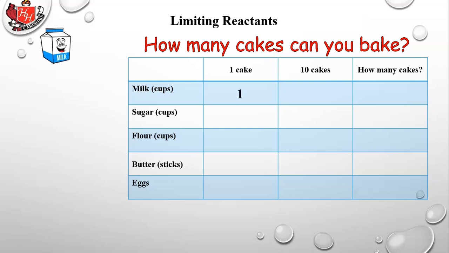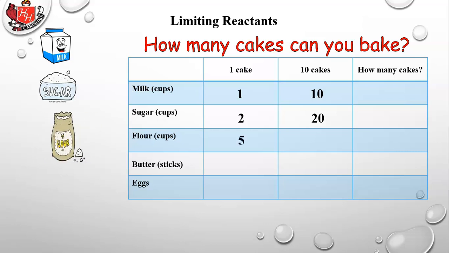To bake one cake, it takes 1 cup of milk. To bake 10 cakes, it's going to take 10 times that much, 10 cups of milk. To bake a cake, it's going to take 2 cups of sugar. So to bake 10 cakes, 20 cups of sugar. To bake a cake, it's going to take 5 cups of flour. To bake 10 cakes, it's going to take 50 cups of flour.